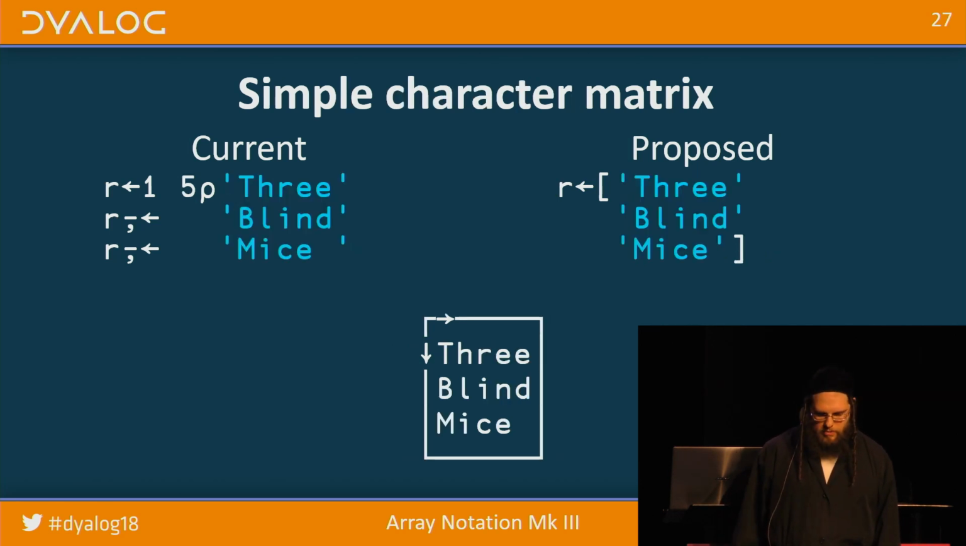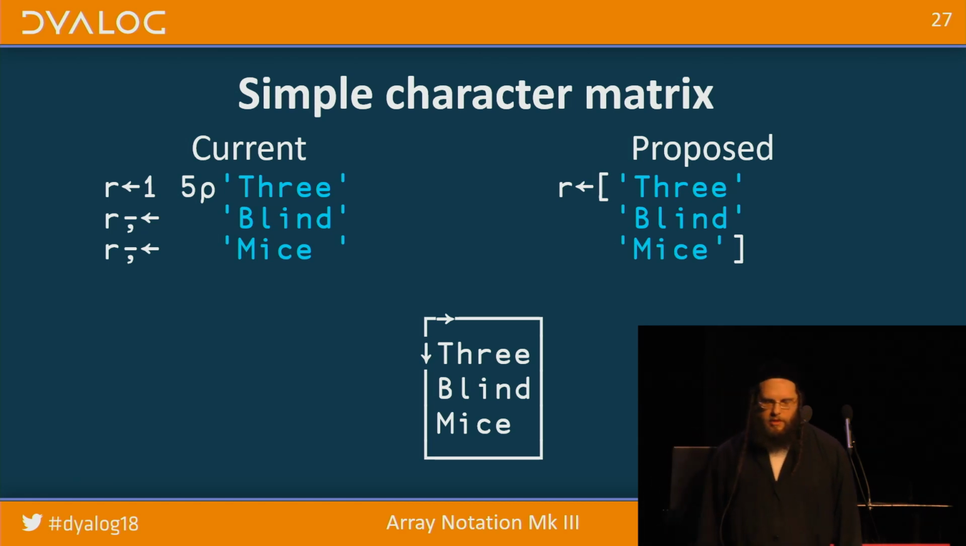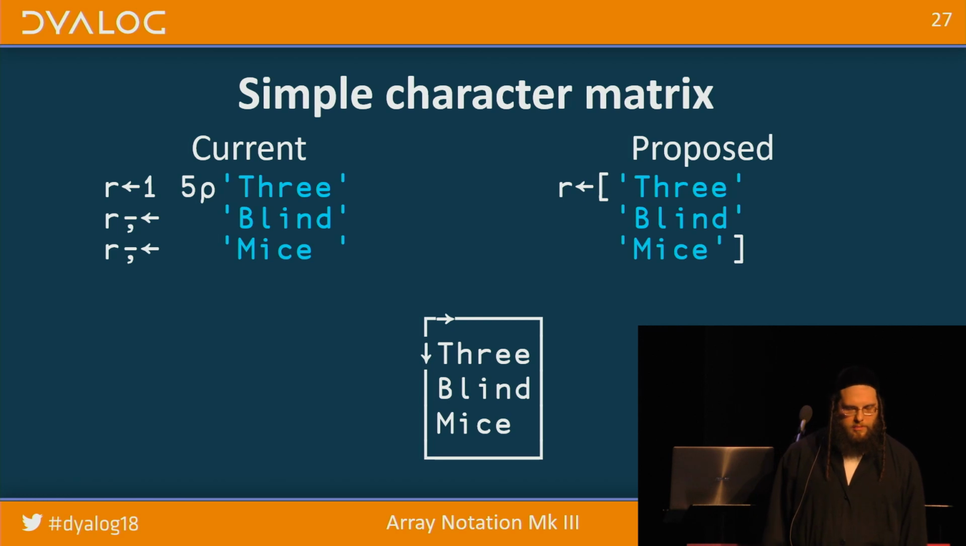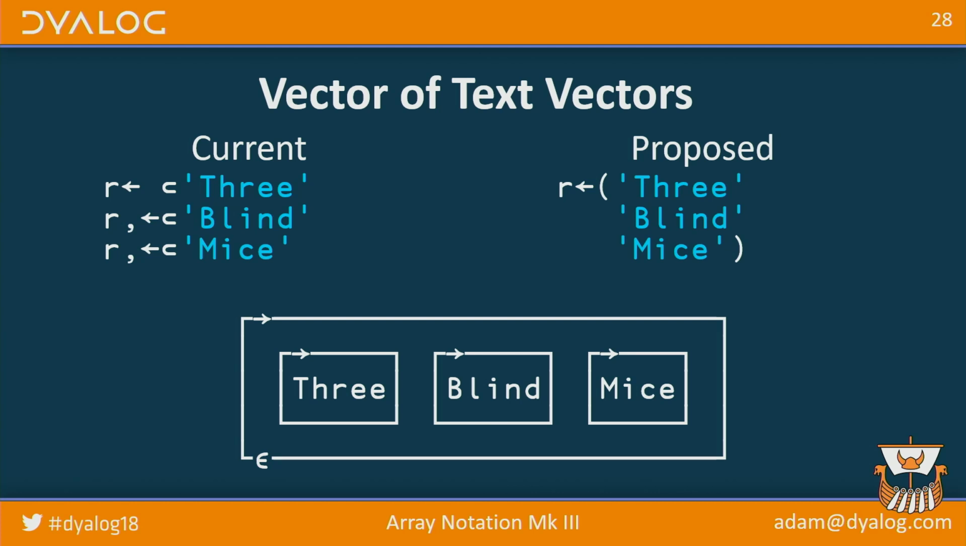Here's a character matrix. And again, you don't have to worry about getting the number of spaces right. If, in the traditional way of writing it, we have here on the left, you don't get the number of trailing spaces right, you'd get the length error. And text vector of vectors works exactly the same way. Of course, white space is important here.